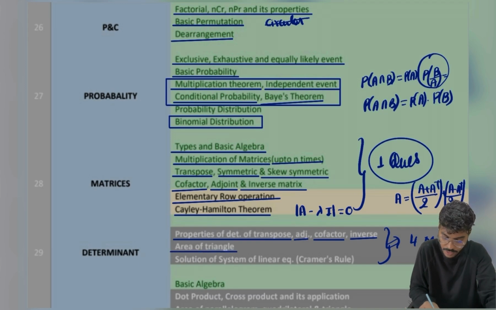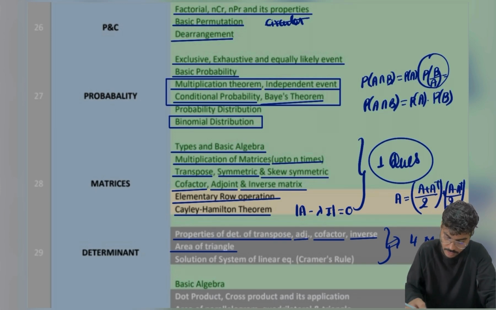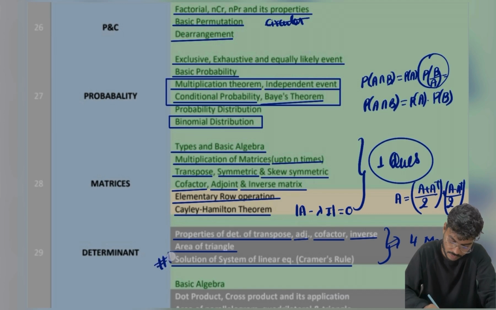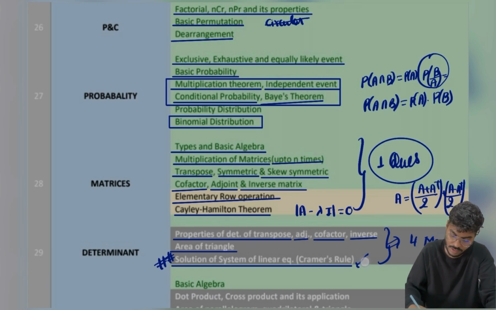Then area of triangle, how to find the area of triangle? Of course, when 3 points are given, we can find the area of the triangle by the determinant. Solution of the system, extremely important. Cramer's rule, what is a consistent solution, what is an inconsistent solution, finite solution, no solutions, unique solution, right? Don't miss this Cramer's rule.